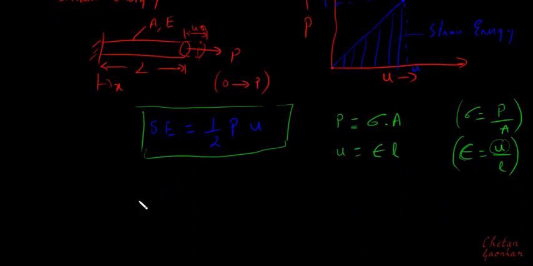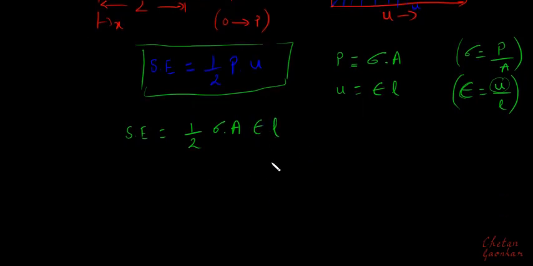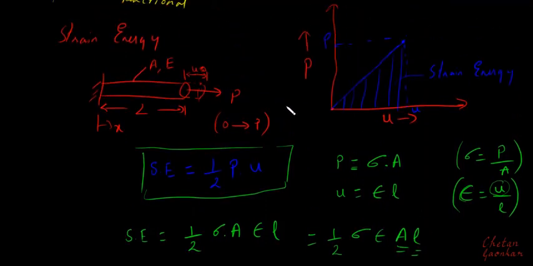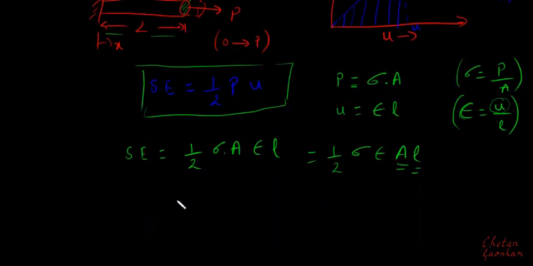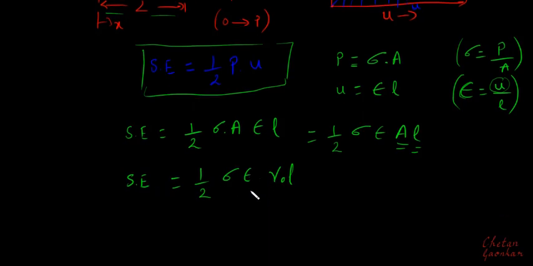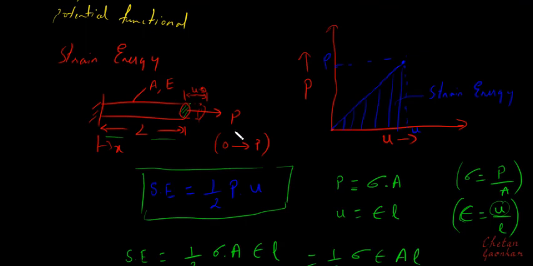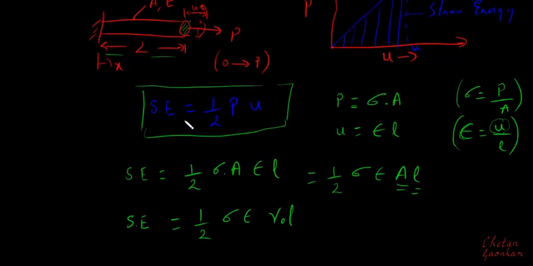And if I substitute this in the strain energy expression, I get strain energy as half into sigma into A, and then U is nothing but epsilon into L. If I just rearrange this, I can write it as half sigma epsilon A into L. Now this A into L, the area multiplied by the length, is nothing but the volume of this bar, right? So further I can write this as half sigma epsilon into volume, which is the strain energy expression for this one dimensional linear elastic isotropic material.